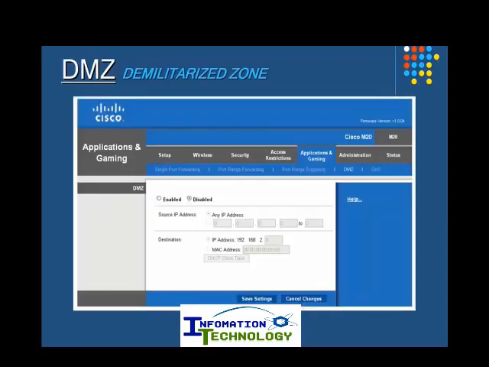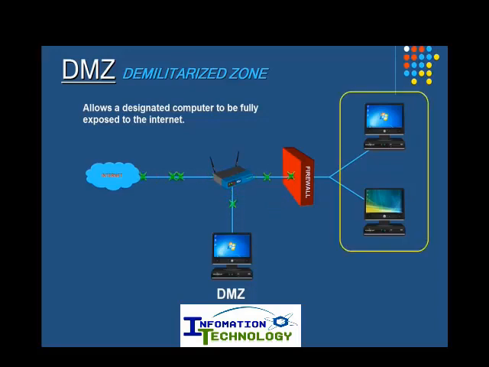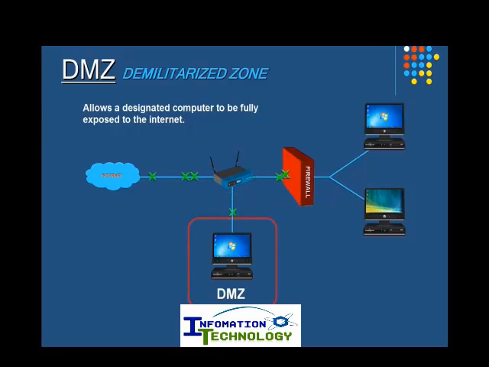There is also what's called the DMZ, and DMZ stands for Demilitarized Zone. The DMZ allows a designated computer on your network to be fully exposed to the internet. It does this by the router forwarding all ports at the same time to the designated DMZ computer. So while these computers here on our internal LAN are protected inside the firewall, the DMZ computer is outside the firewall and is not protected.